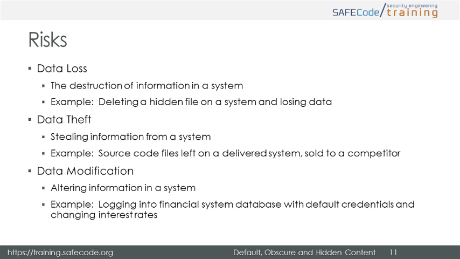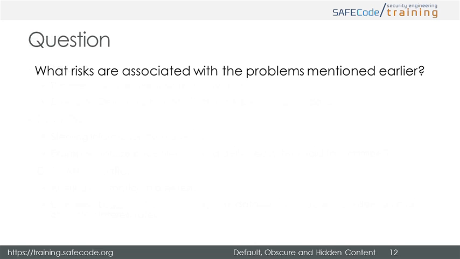Data loss means the destruction of information in a system. For example, deleting a hidden system file may cause indexed data to become inaccessible. Data theft. Data theft is stealing information from a system. An example would be source code files left on a delivered system, copied and sold to a competitor. And finally, data modification, or in other words, allowing information in a system to be altered. For example, logging into a financial system database using default credentials and changing interest rates.